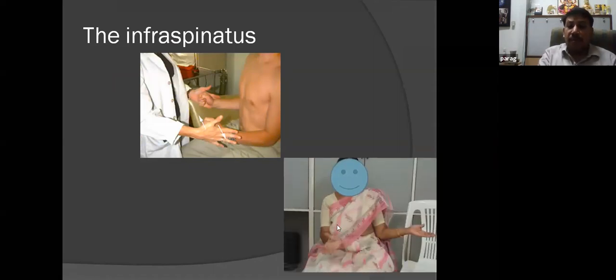Okay, now this lady, if you look at this lady just from the picture, on the left normal side, she has full external rotation, but here she is not able to do any external rotation whatsoever. So this is absolutely straightforward that this patient has a large rotator cuff tear, or she has a neurological involvement where she is not able to do any form of external rotation.